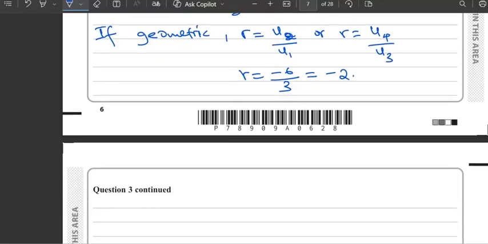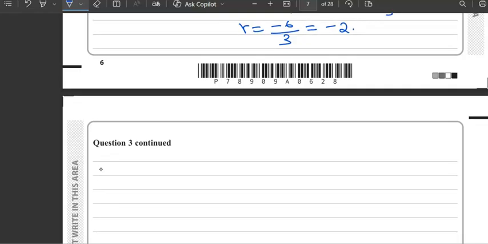If that is the case, then for us to get the third term, u3 will be equal to the second term, u2, times the common ratio. The second term is negative 6, the common ratio is negative 2, and getting this product simply gives you 12.